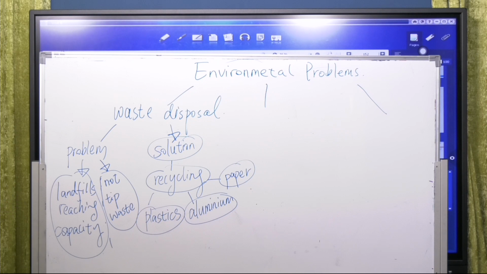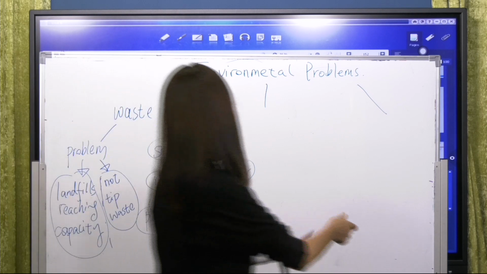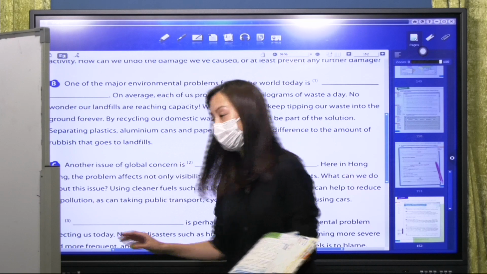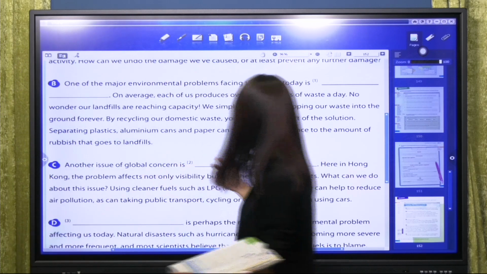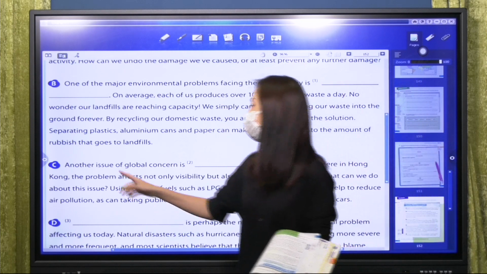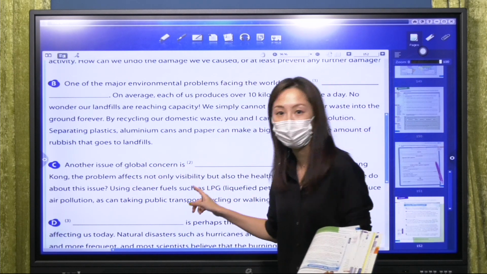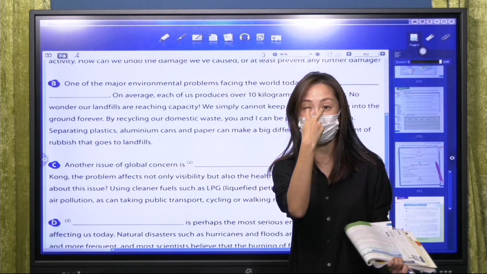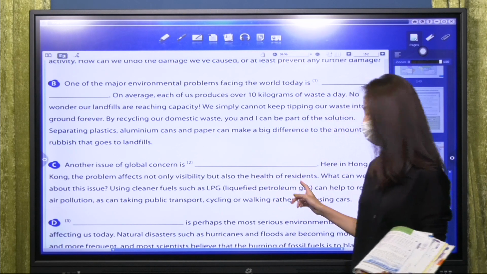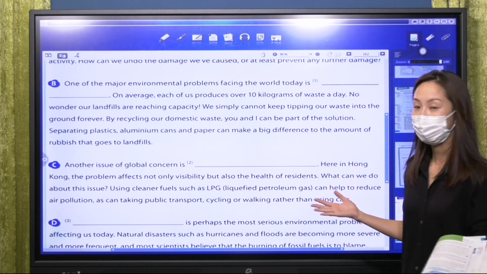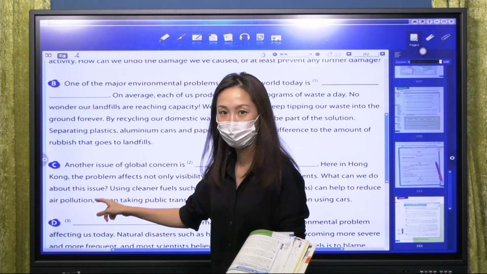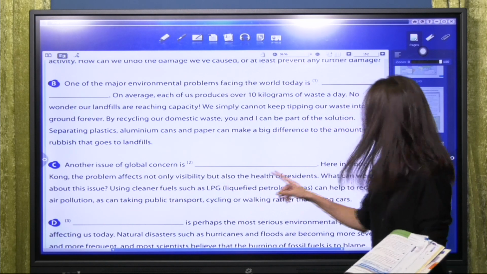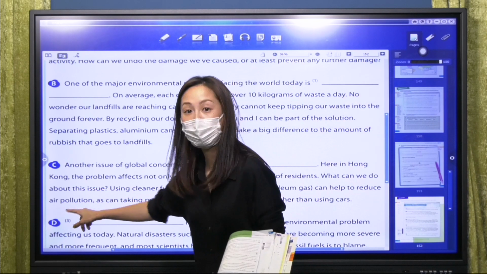And then let's go to the second paragraph, the second problem, okay? Another issue of global concern is blah blah blah. Here in Hong Kong, the problems affect not only visibility, vision, okay, visibility, so related to your sight, but also the health of residents. We don't know yet. Okay, what can we do about this issue? Using cleaner fuels such as LPG can help to reduce the air pollution.